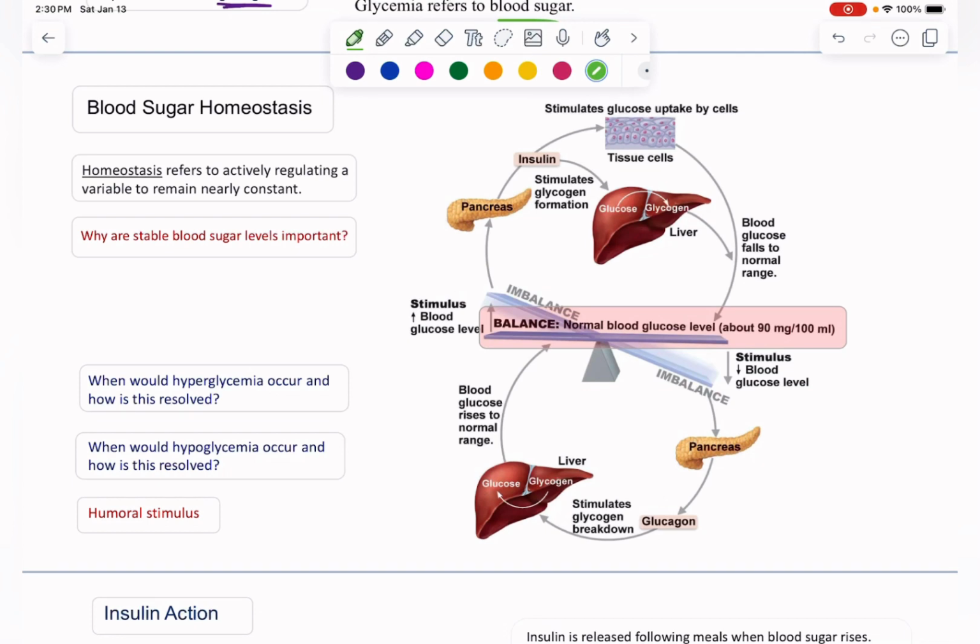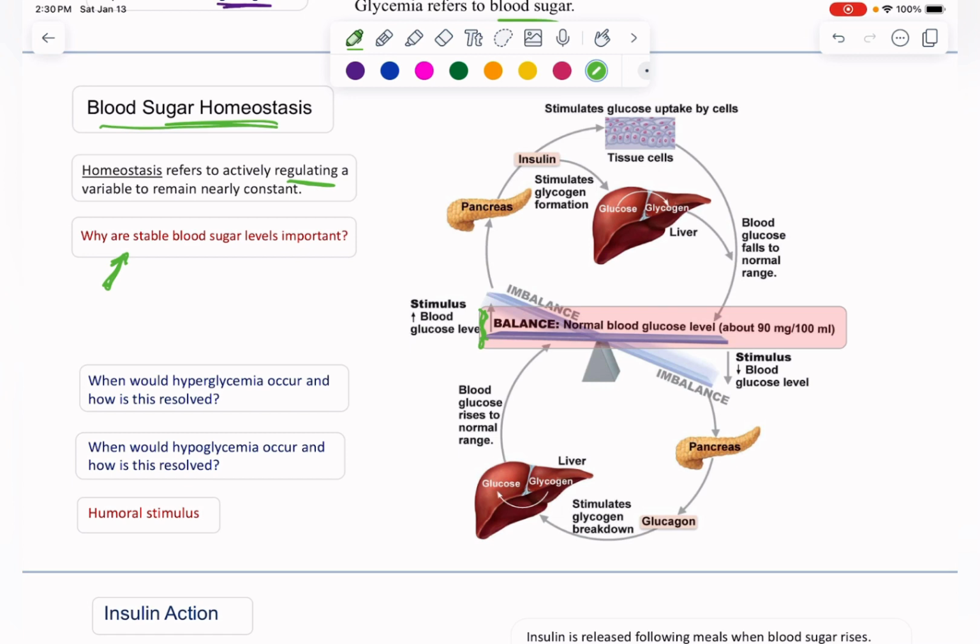This figure that we're looking at here represents the regulation of blood sugar in the body, or what we call blood sugar homeostasis: regulating blood sugar to remain within a certain limit all throughout the day. And the first question I want to ask is, why do you think stable blood sugar levels are important? Why is it important to have sugar in the blood at all times during the day?